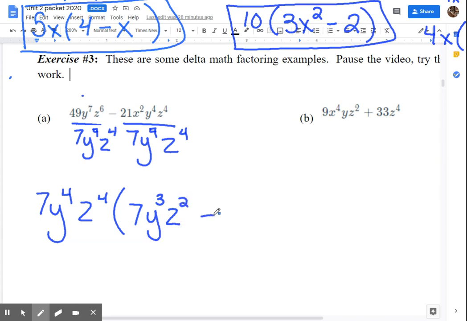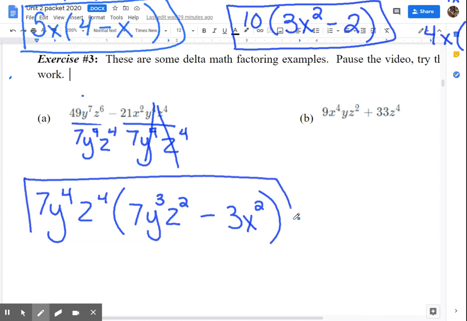Now for the next term, 21 divided by 7 is 3. We still have our x squared. Y to the 4, that cancels out. It's a 1, and same with z to the 4. Now you don't have to put a 1 for a placeholder there because we've already got that 3. Now pause this, try letter B.